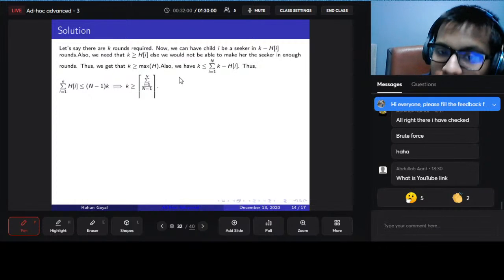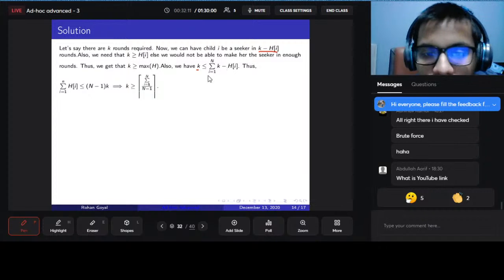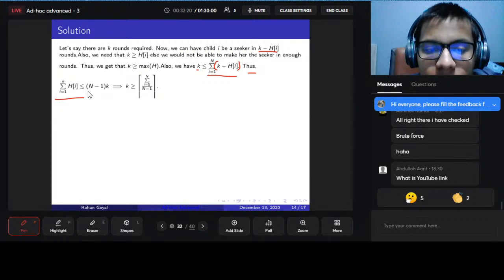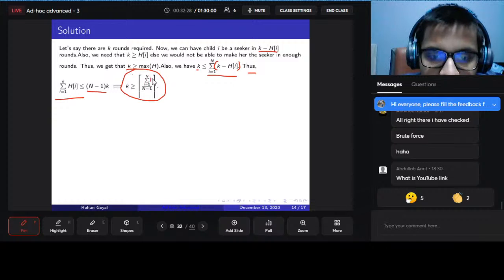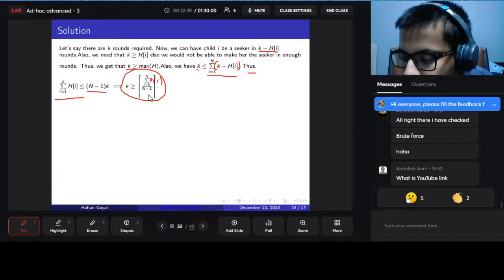So also we will need the number of rounds k to be less than or equal to the sum of the maximum number of times everyone can be a seeker. We'll need to have this. Thus, we get that the sum of hi is at most n minus 1 times k. So k would have to be at least the ceiling. Sorry, I don't know how hi is missing here, but it is. K has to be at least the ceiling of the sum of hi upon n minus 1.